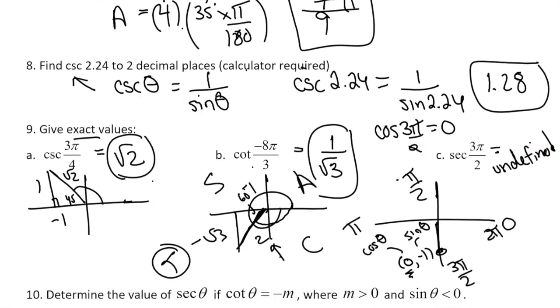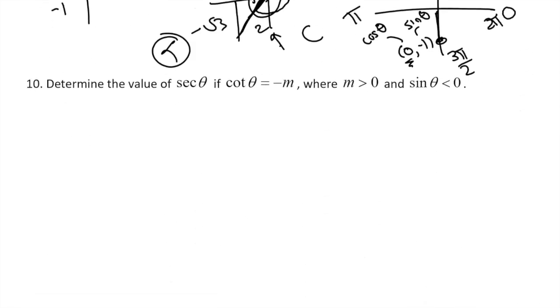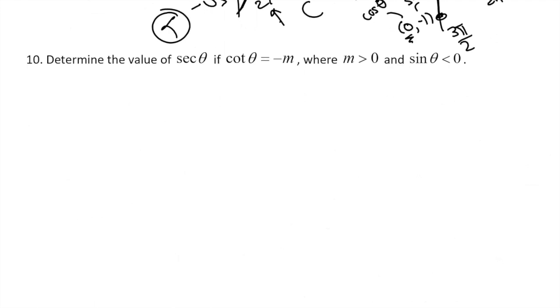Okay, finally, example 10. Determine the value of secant theta if cotangent is equal to negative m, and then it just qualifies that m is greater than 0 and sine of theta is less than 0. This is a bit of a tricky question. I would begin by putting that as m over 1, so you see cotangent as being equal to some sort of a ratio, and then we should figure out what quadrant that we're in.